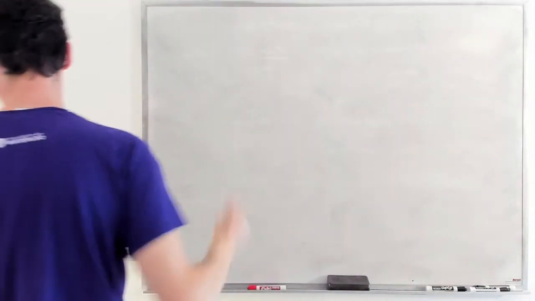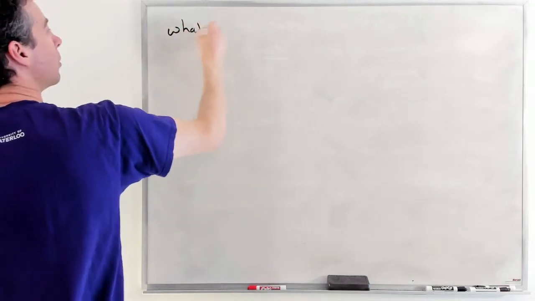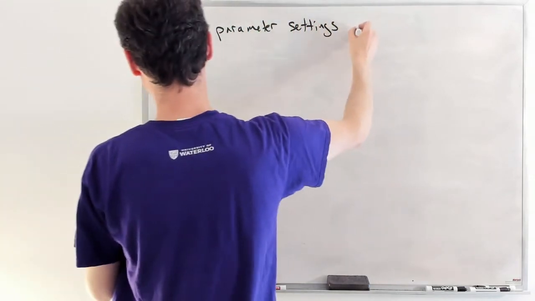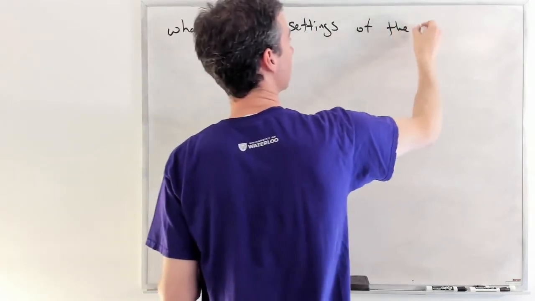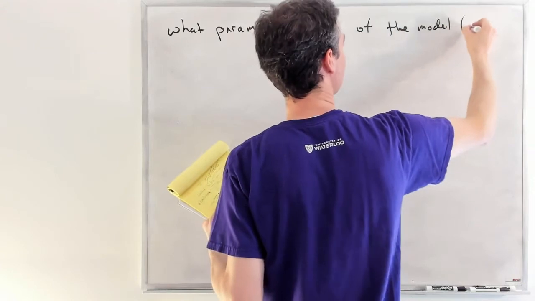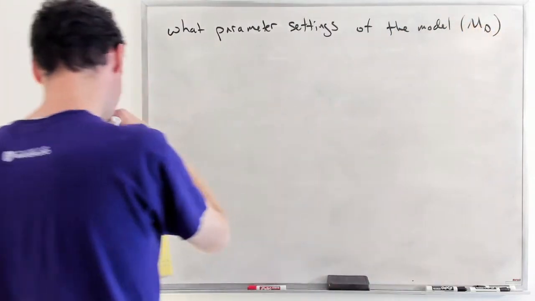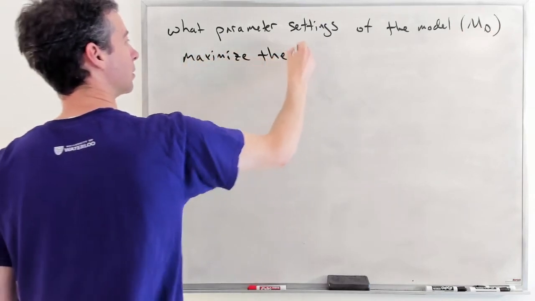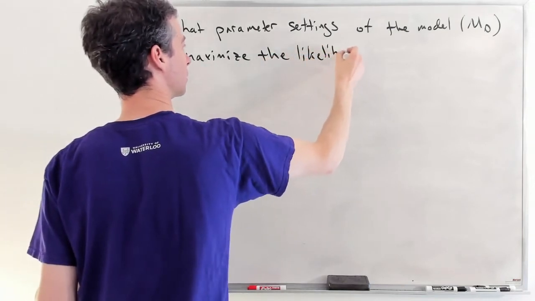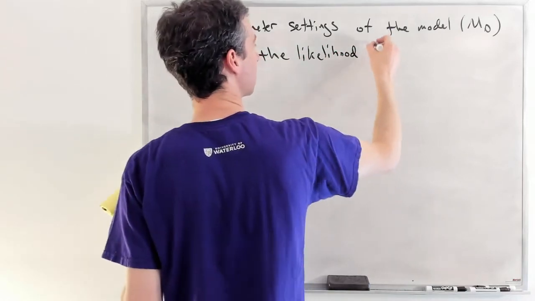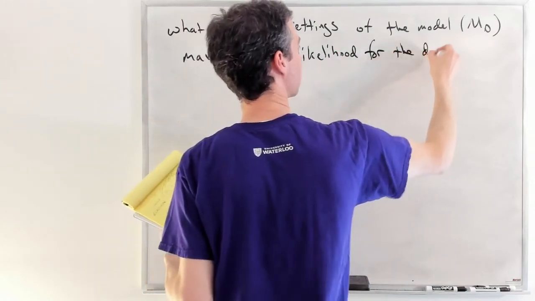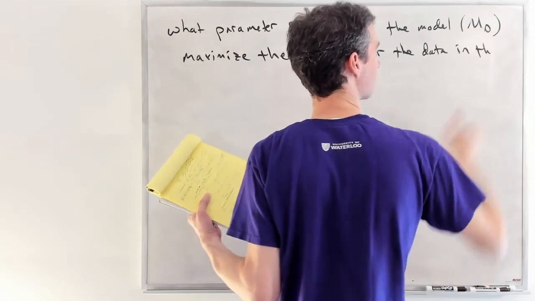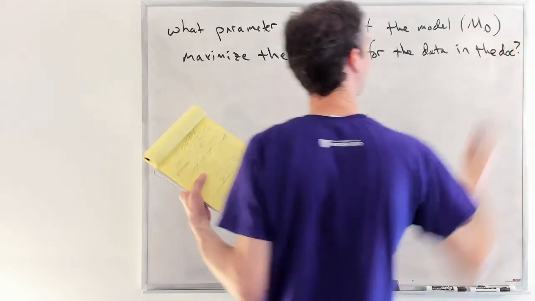What parameter settings of the model, this is M_D, maximize the likelihood for the data in the document?